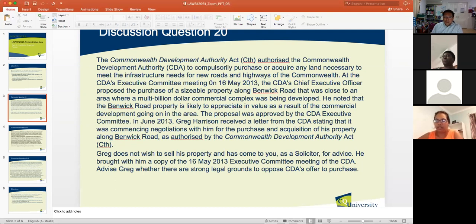Any volunteers? What would you advise Greg? He doesn't want to sell the property. Would there be a ground, or a strong legal ground, for him to oppose CDA's offer to purchase?